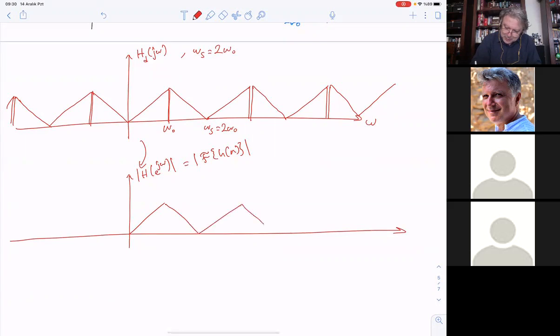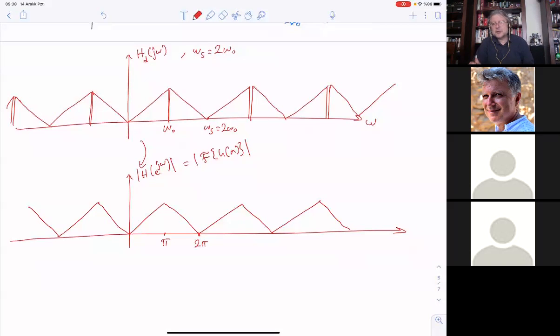This time I'm not going to indicate the gaps, because as I said, actually there was no gap. And this place will be 2 pi. This place will be pi. And the magnitude will look like that. It is periodic with 2 pi because we know that H of e to the j omega is periodic with 2 pi. So let's make it periodic with 2 pi.